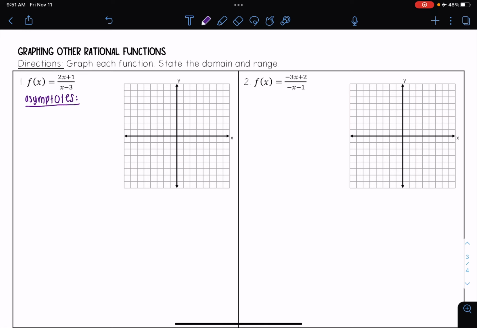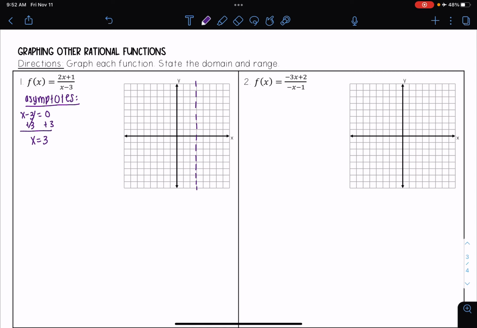Well, for my vertical, I know I need to set the denominator equal to 0 and solve for x. So I'm going to have x minus 3 is equal to 0. And when I solve that, add 3 to both sides, I get that x is equal to 3. So that's my vertical asymptote. So I'm going to go ahead and draw that in. So I'm going to go to 3 on my x-axis and draw in a dashed vertical line.